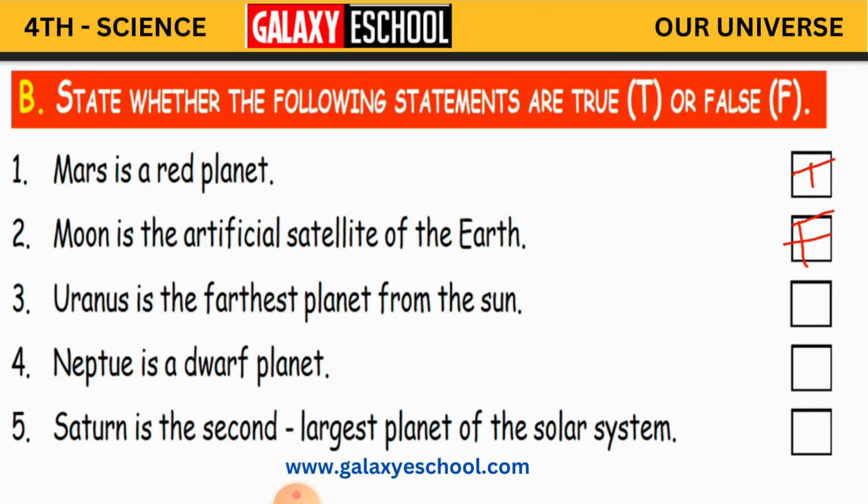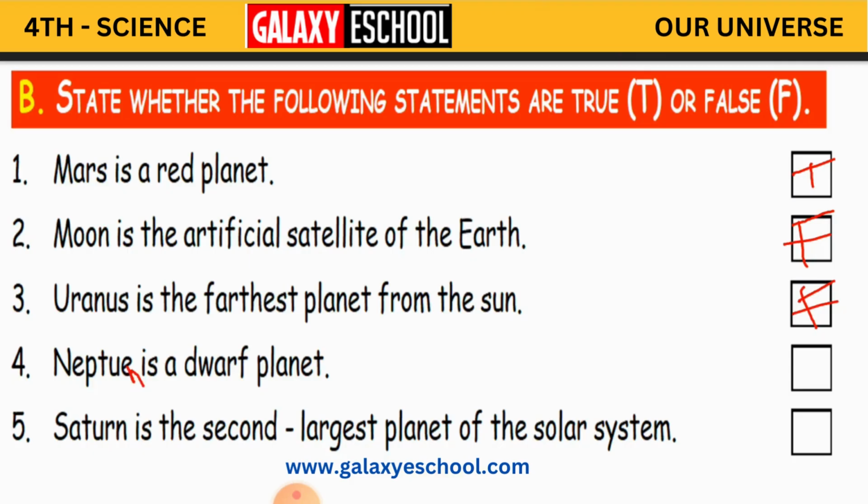Okay, children? Now, the third one, Uranus is the farthest planet from the sun. Is it true or false? Uranus is the second farthest planet, but the first one is Neptune. Okay, so this is also false. And here Neptune, here N is missing after E. Please note it down. Neptune is a dwarf planet. The fourth one, Neptune is a dwarf planet.